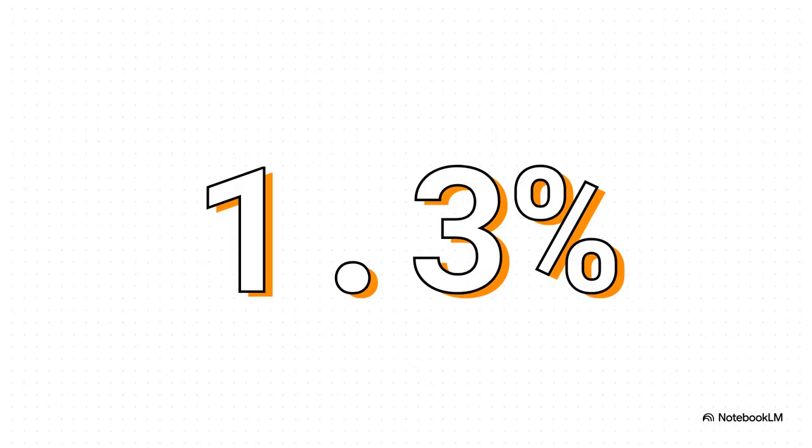But then they looked at the R-squared, and it was just 1.3%. Let that sink in. What that means is that how well the company performed explained almost nothing about the differences in CEO pay. There's a whopping 98.7% of the story that's completely missing from this model.